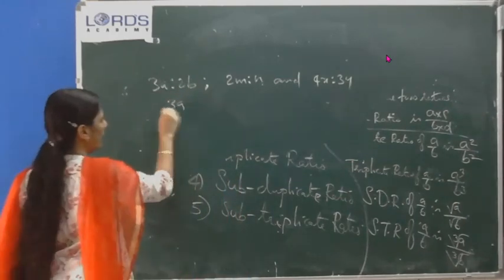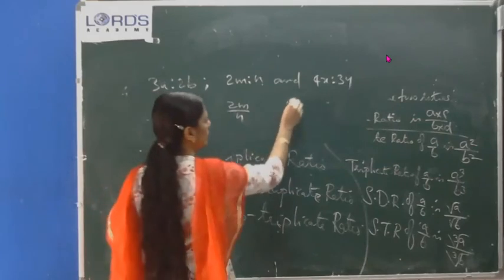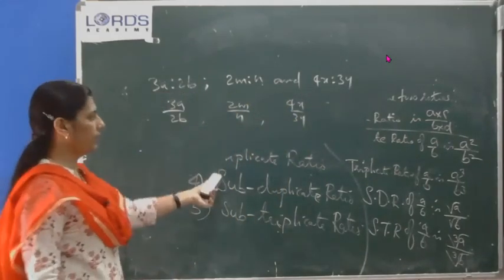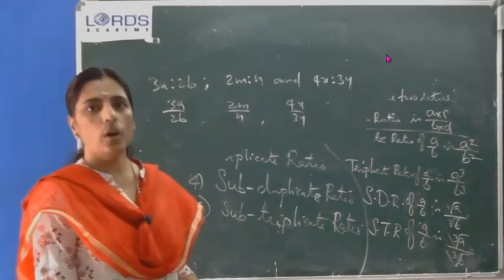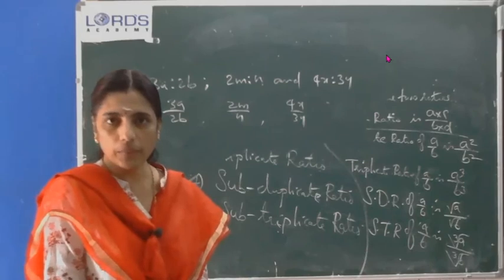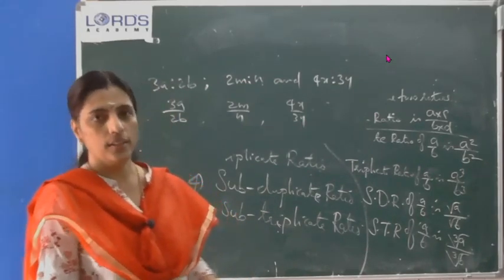You can write 3A by 2B, which is better for us, then 2M by N and 4X by 3Y. They have given these three ratios in ratio form, and we have written them in fraction form. What is the compound ratio? You multiply the numerators and multiply the denominators. After getting the answer, you have to rewrite it in ratio form.